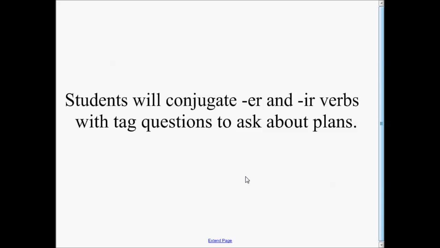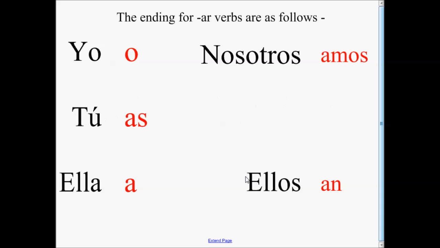Our objective for the week is that students will conjugate ER and IR verbs with tag questions to ask about plans. Let's review conjugating regular AR verbs. The endings for AR verbs are as follows.